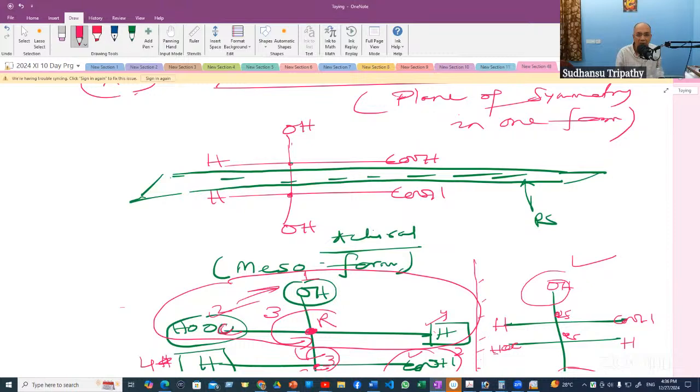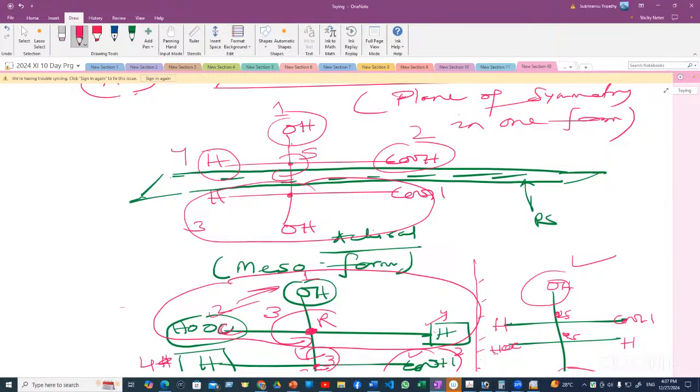See, number 1 is this, number 2 is carboxyl, number 3 and number 4 is hydrogen, and we are applying the golden rule. 1 to 2 to 3 is clockwise, and the golden rule gives what? Sir, S.